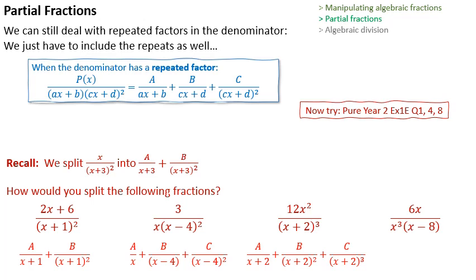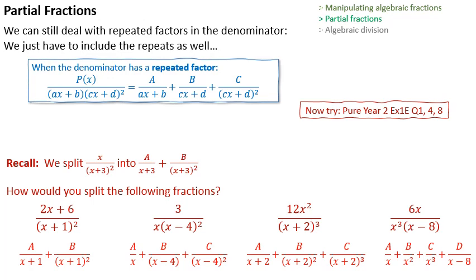For the very last one, we've got three copies of one of our factors. We've got x cubed, and we also have another one thrown in there. So we're actually going to have four fractions in here: a over x, b over x squared, c over x cubed, and finally d over x minus 8.